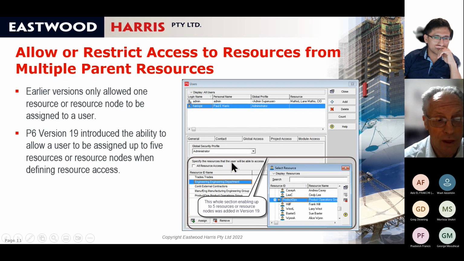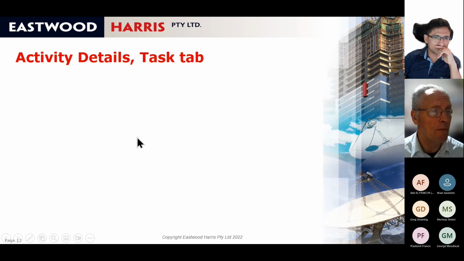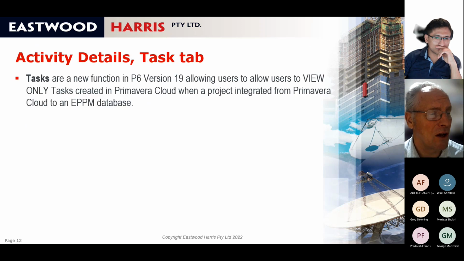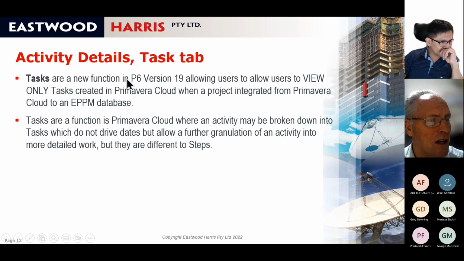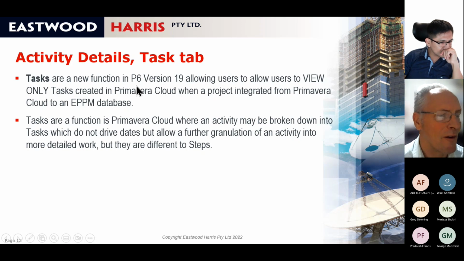or the resource nodes. So that I think is a really worthwhile one. Activity details task tab. Tasks are a new function in version 19, and this allows users to view tasks created in Primavera Cloud. Some people might say, what the hell is Primavera Cloud? Primavera Cloud is the latest of the Primavera offering, which is a web-based scheduling tool. It's very similar to Primavera EPPM Web. It's been based on that, but they have added new functions, and tasks are one of them.